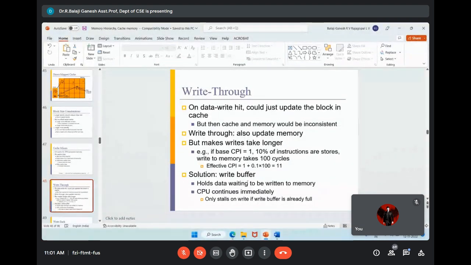That means we hold the data item which is to be written to memory in a buffer space. When some stalls occur, or when the CPU wants to write a large volume of data from the cache to the main memory, we can update this write buffer.